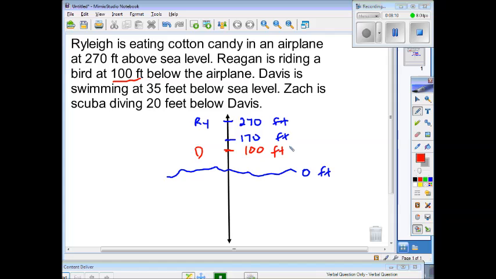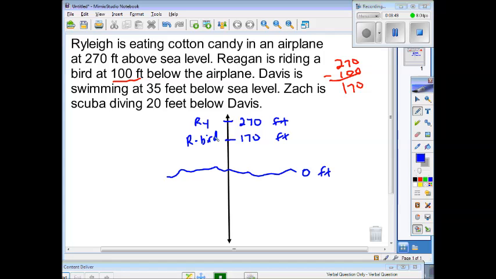It says that Reagan is 100 feet below Riley. So, if Riley is at 270 feet, then I've got to do 270, and I've got to subtract the 100 feet because she's 100 feet below her. Does that make sense? Okay, which is where we got 170. That's where Leighton got that. So right here, this is going to be Reagan and the bird. We'll call her our bird. That's where Reagan and the bird go.